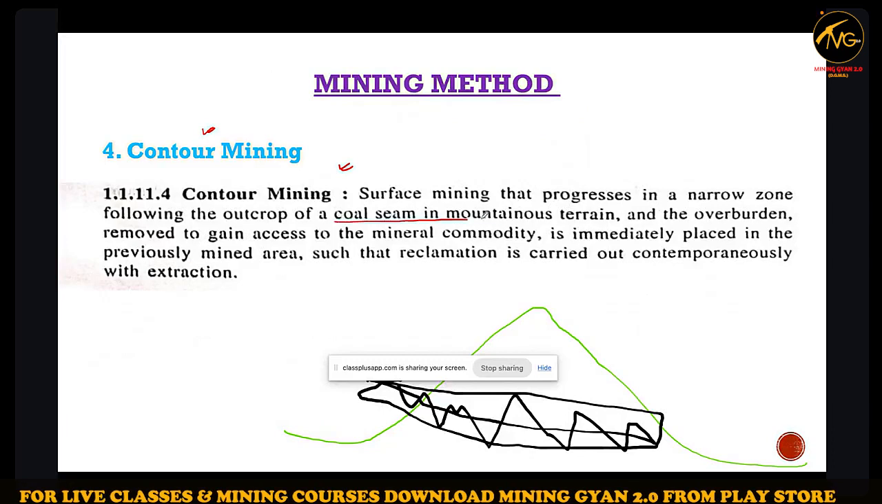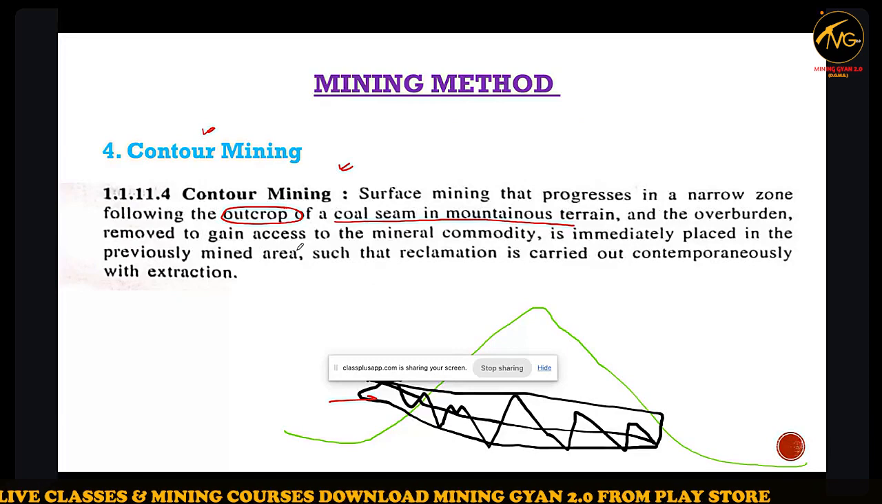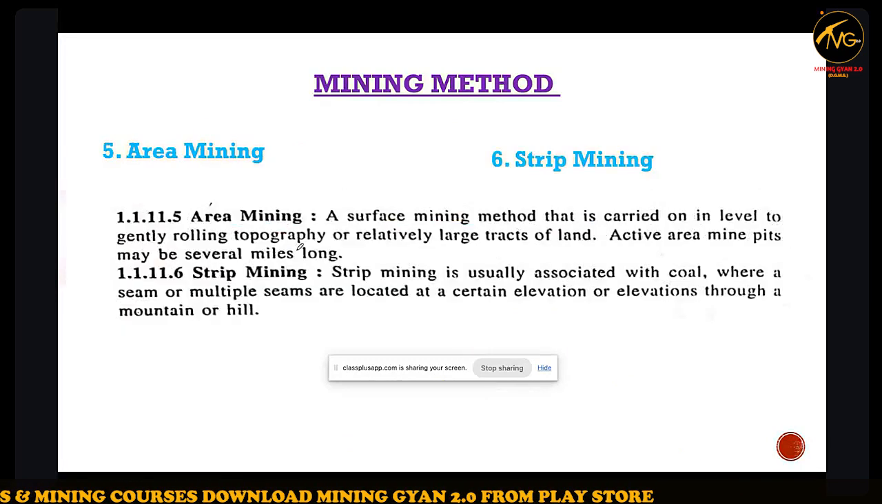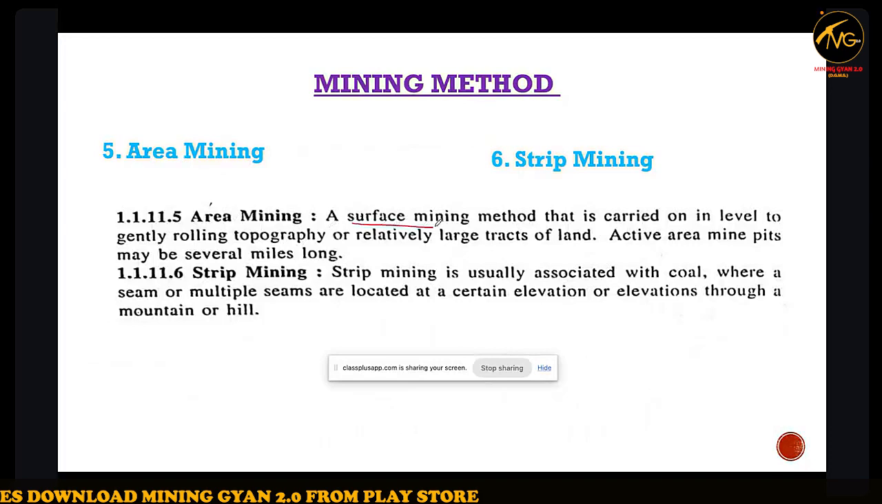The coal seam is in the mountain terrain, at the outcrop of the seam. Then we use contour mining. They have already written this. So in DJ Deshmukh or in any of your classes, you can read about it more. Area mining and strip mining, they have not discussed too much. Just the important thing is that area mining is surface mining, or strip mining, usually associated with coal.